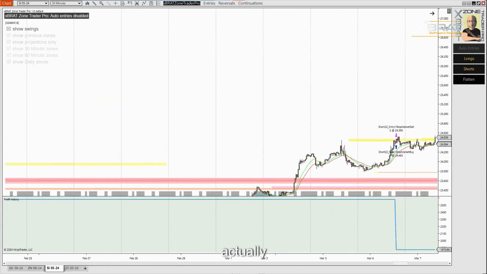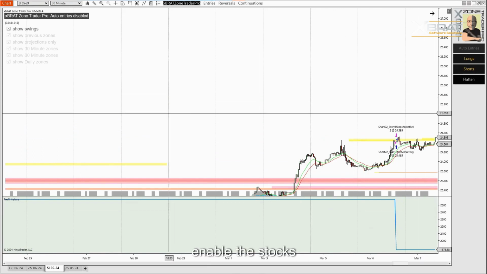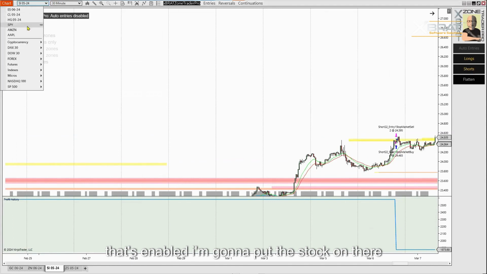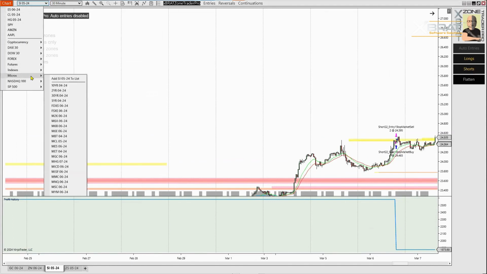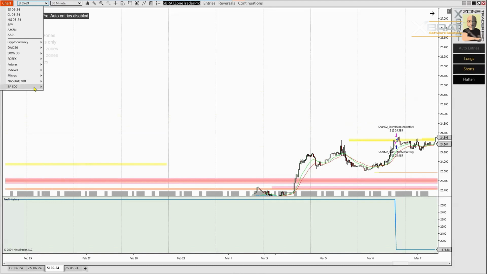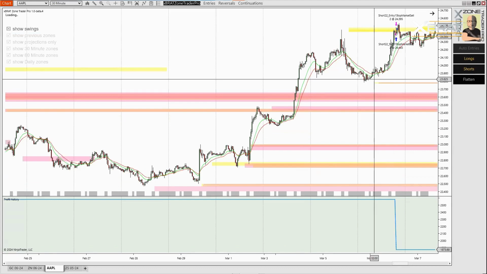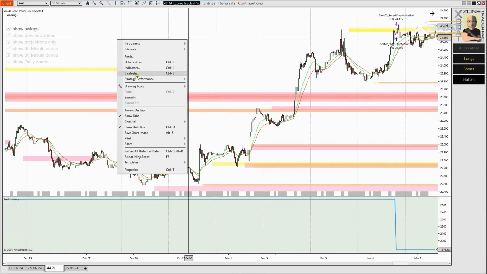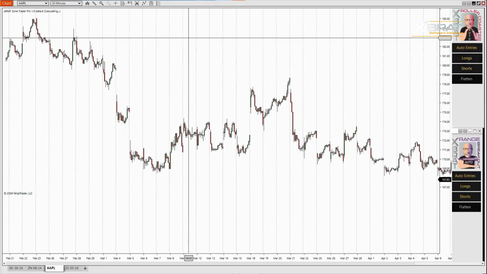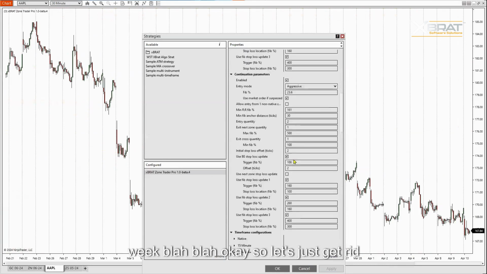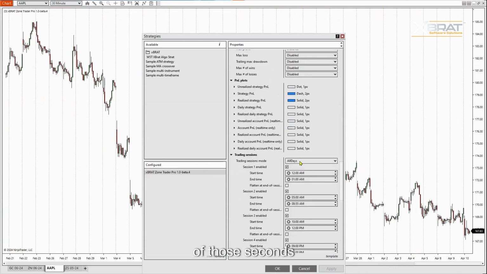I'm just going to enable the stocks. That's enabled. I'm going to put the stock on there. I'm going to go for Apple. And strategies. I need to disable the times of the day, days of the week, and so on. So let's just get rid of those a second.